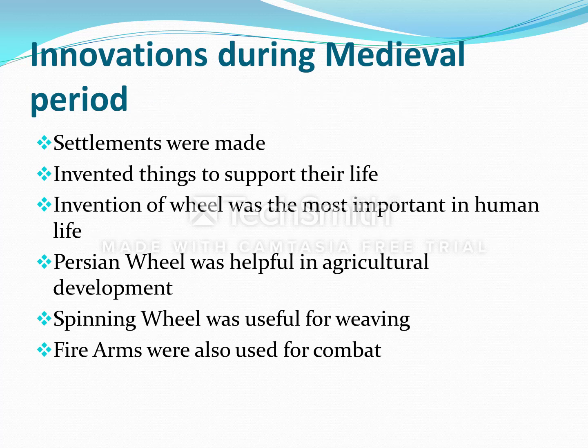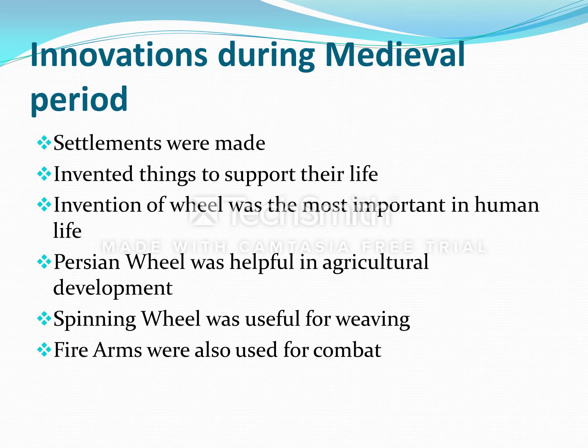Next, we see about the important innovations during the medieval period between 700 and 1700 AD. People changed their forest dwellings, that is, they came out of the forest and made their settlements. They became agriculturists. They started doing agriculture. They invented new things to support their way of life. Sudden changes took place in the social and economic life of the people.